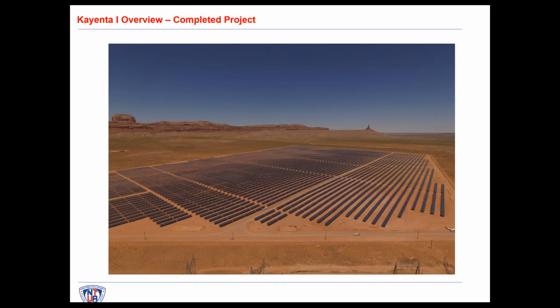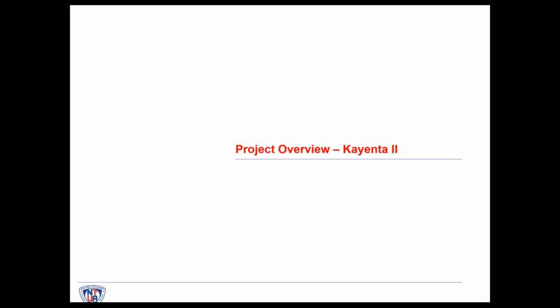And then finally, this is an overhead view of the completed Kayenta 1 solar project. There were approximately 120,000 solar panels in that photo. Next slide, please. Now I'm going to move on to Kayenta 2. Next slide.